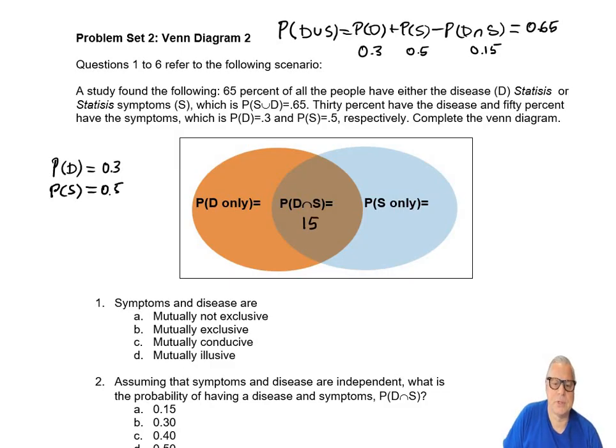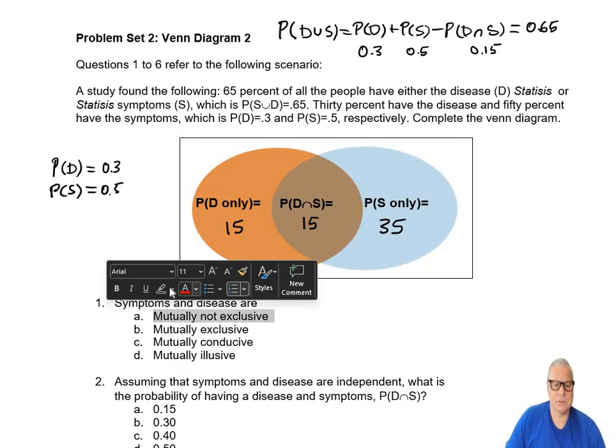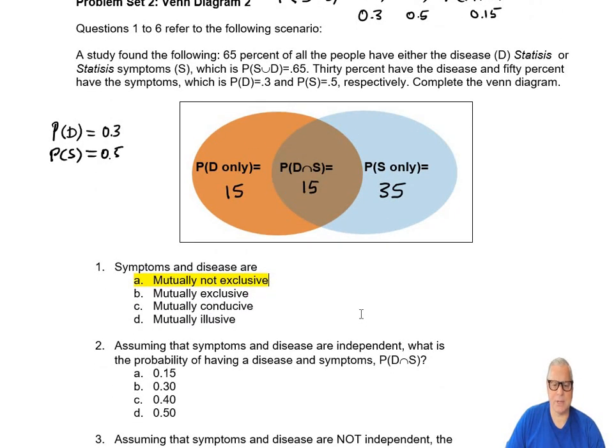The total probability of disease is 30, so 15 is the disease only. And the probability of the symptoms only is the difference to 0.5, so that's 35. So symptoms and disease are not mutually exclusive. They can happen at the same time.